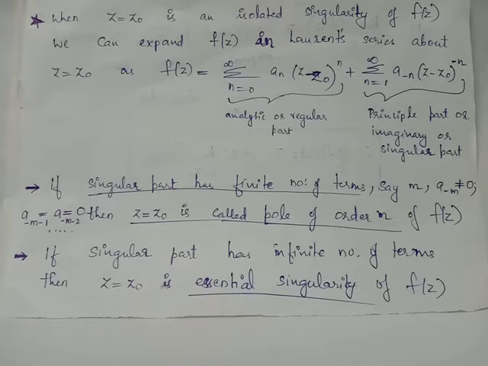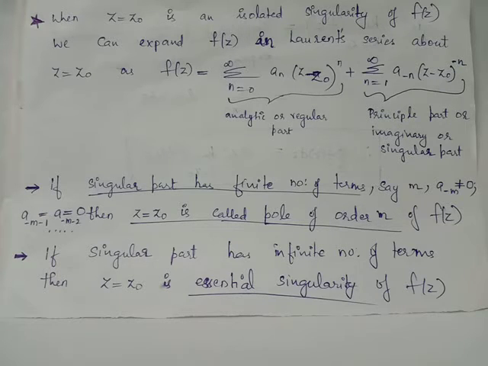If the singular part has a finite number of terms, that is, if negative powers of z minus z0 appear only finitely, then we say that z equals z0 is a pole of order m, where m is the number of terms involving negative powers of z minus z0.